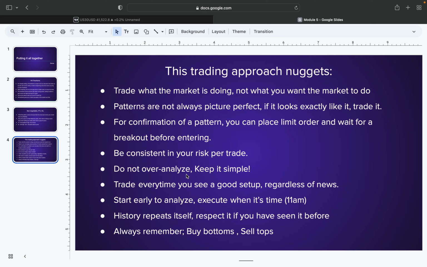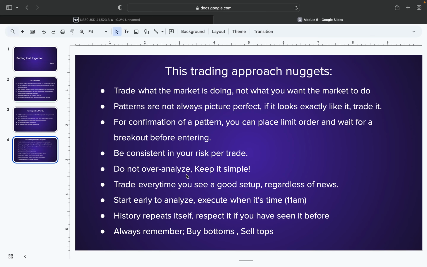Because if you're trading what you want the market to do, you would always want that perfect setup. You would always want to force price, and thereby you may be forced to draw your trend line in between the wicks. But when you trade what the market is doing, you would see everything clearly.